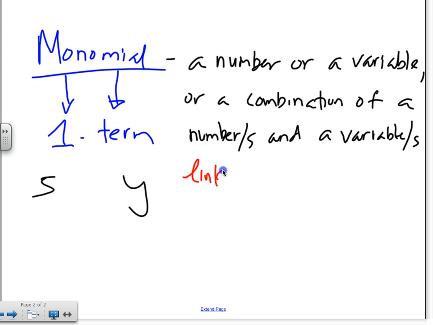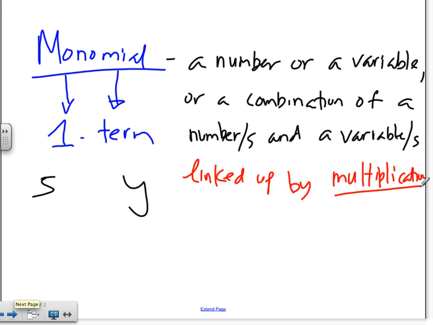Linked up by multiplication. It has to be multiplication, guys. This is the glue of all monomial terms. This is how a monomial term is being held together. This glue we call multiplication. The glue that glues everything together.